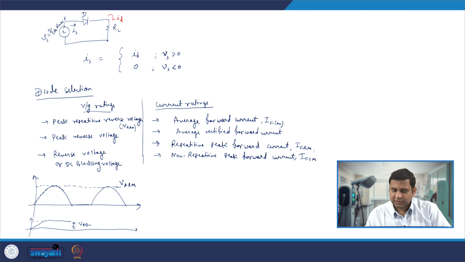Generally, while defining these two things, they will also mention the time period of the pulse current, or the time period for which this maximum current can be applied. So they will also mention that in the data sheet while defining these parameters. And along with this, there is another rating which is defined, which is called the I square T rating.